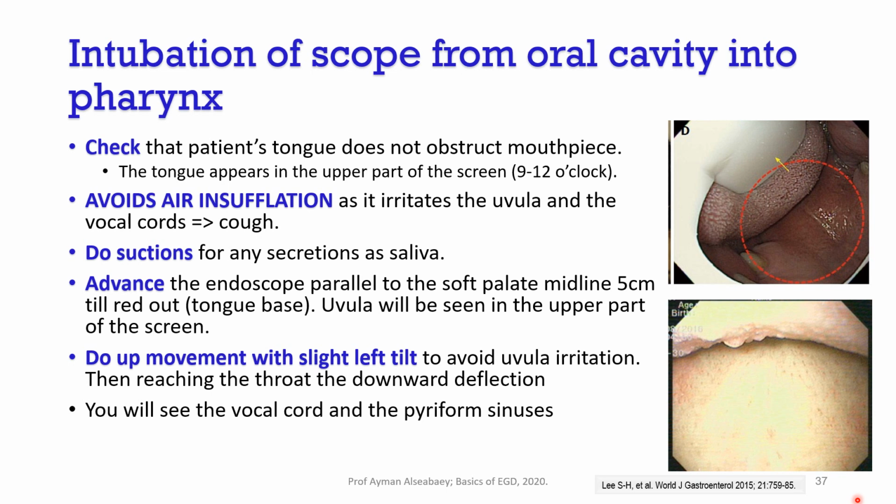How to do good intubation for the oral cavity and the pharynx? On the screen, you should place the tongue between 1 o'clock and 11 o'clock, like in this picture, or between 9 and 1 o'clock. But the lower one is the preferred one for me. I will push the endoscope gently over the tongue till I reach the uvula.